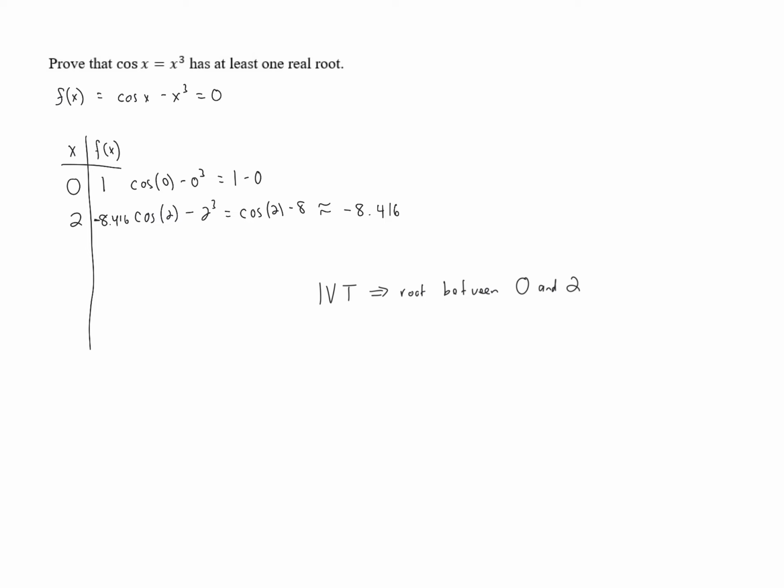One quick note here, that is not necessarily the only root. There may be other roots, there may be other solutions to this equation, but we weren't asked to find all of them. We were asked to just prove that there's at least one. So once we've found an interval where we know there's going to be at least one, our job is done and we're good to go.